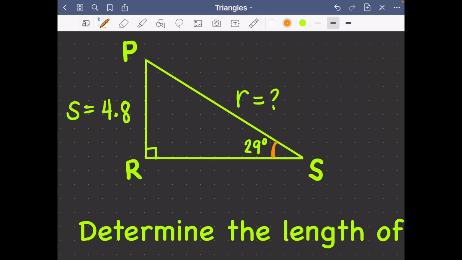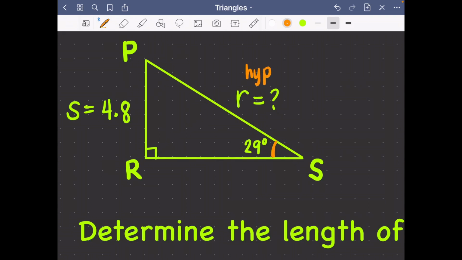Again, you always start with the hypotenuse. Determine the hypotenuse. In this case, the hypotenuse is the side that is opposite the right angle. It is actually also the longest side. So this is our hypotenuse.